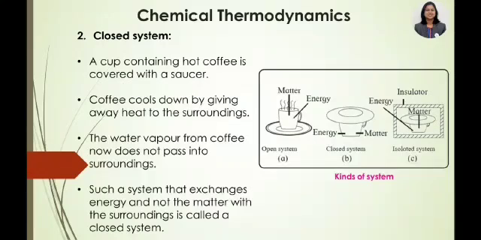Now the coffee cools down by giving away heat to the surrounding. The water vapor from the coffee now does not pass into the surrounding because it is covered with the saucer. So such a system that exchanges energy and not matter with the surrounding is called a closed system.